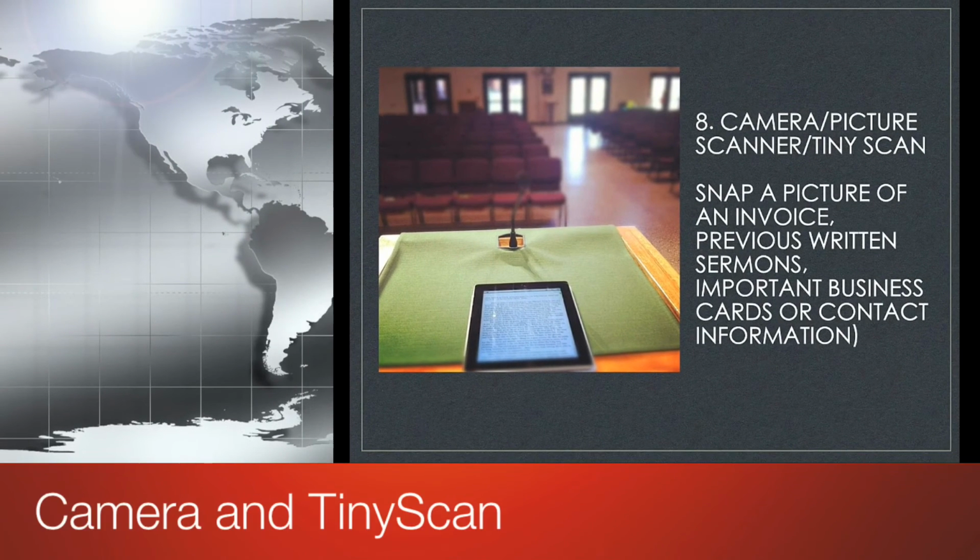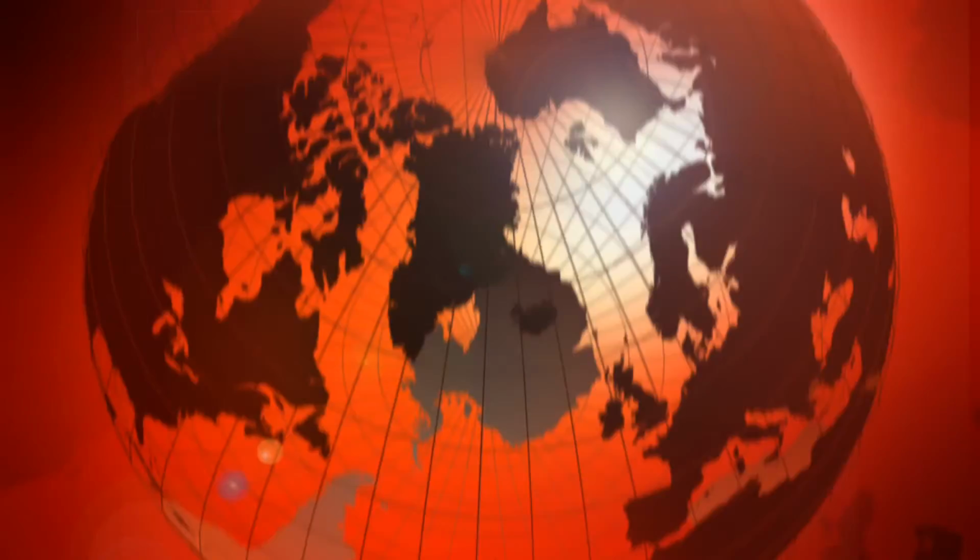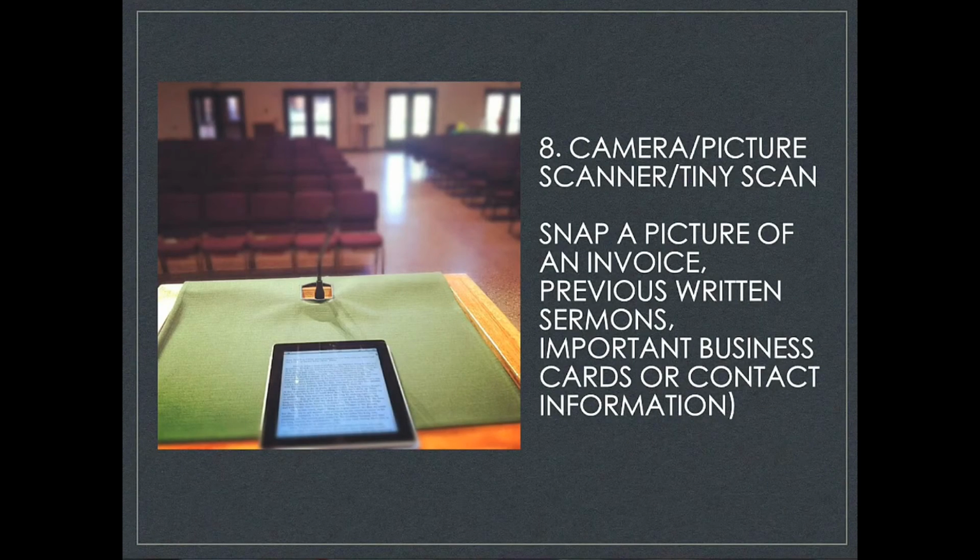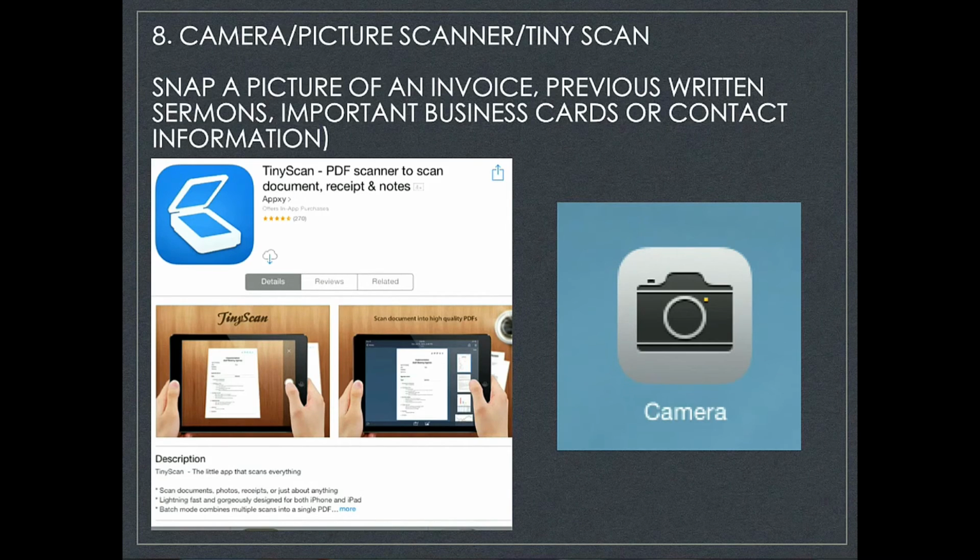Camera or TinyScan. Now some of the iPads, if they're the older version, don't have the camera. The new one, iPad 2 and up, do have a camera. And so just taking a picture, you could do this with your iPhone as well, but snapping a picture of an invoice, maybe if you wrote your sermon by hand, you could take a picture of it and then send it to yourself. TinyScan is just an app that turns any image into a PDF. So if you want to scan maybe a business card or an invoice, this is just an idea of the way that you can use your iPad.